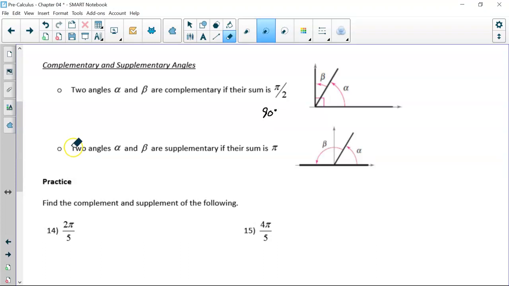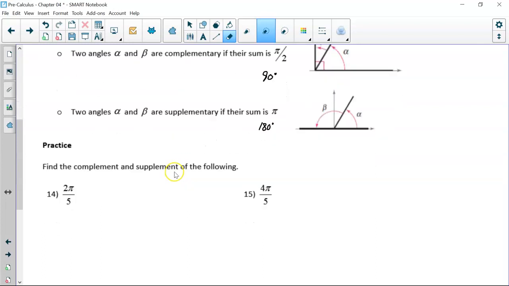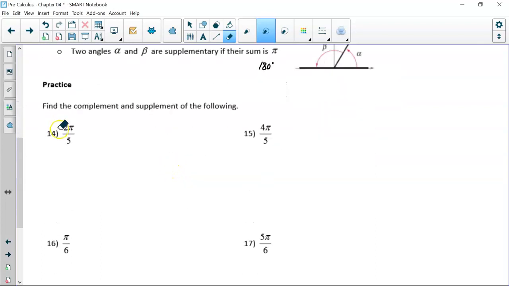Now, supplementary angles are two angles that add up to pi or 180 degrees. So we've seen this before in geometry. We're seeing it again, but we're talking about it in terms of pi radians as well. So 2 pi over 5.